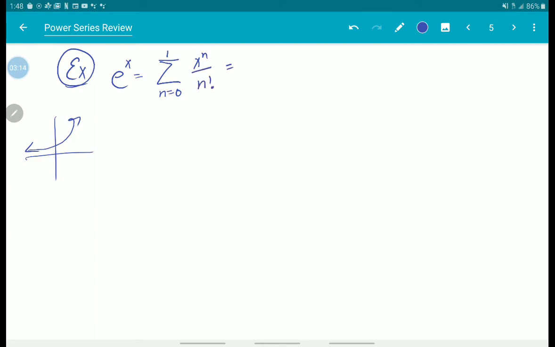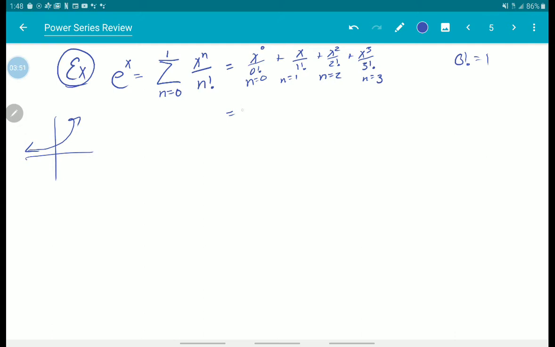So I'm going to write out just a few terms here. If n is 0, then we're going to have x to the 0 over 0 factorial. If n is 1, we would have x to the first over 1 factorial. If n is 2, we're going to have x squared over 2 factorial. I'm just going to write out a few. And if n is 3, x cubed over 3 factorial. So 0 factorial has a special definition. 0 factorial is actually equal to 1.